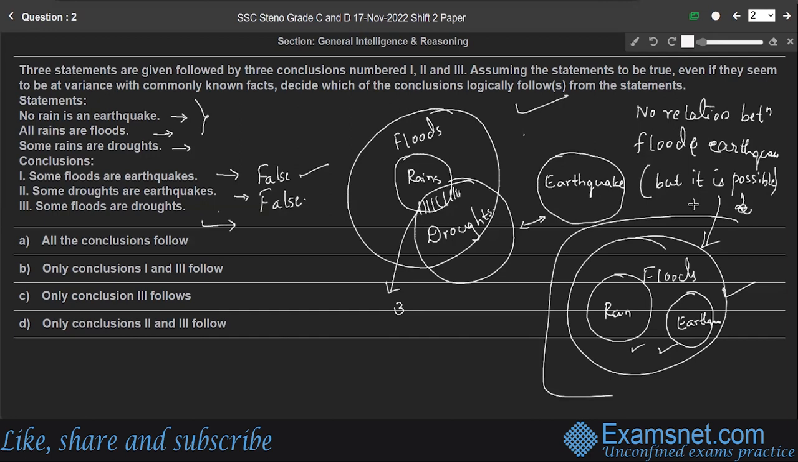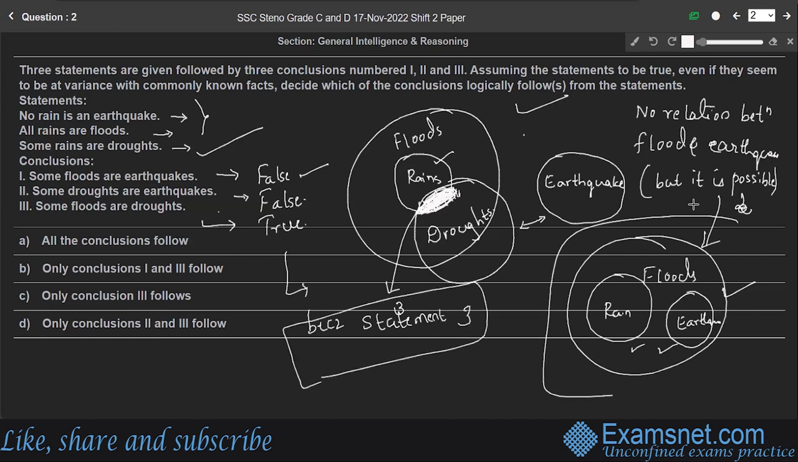So here, since the set of rains is completely included in the set of floods, this common portion I am showing now, the shaded portion, indicates some floods are droughts because some rains are droughts, right? Therefore, it's a true conclusion because of statement 3. Since some rains are droughts, and the set of rains is completely included in the set of floods, therefore some floods are droughts, right? Hence, only conclusion 3 follows. Option C is the right answer.